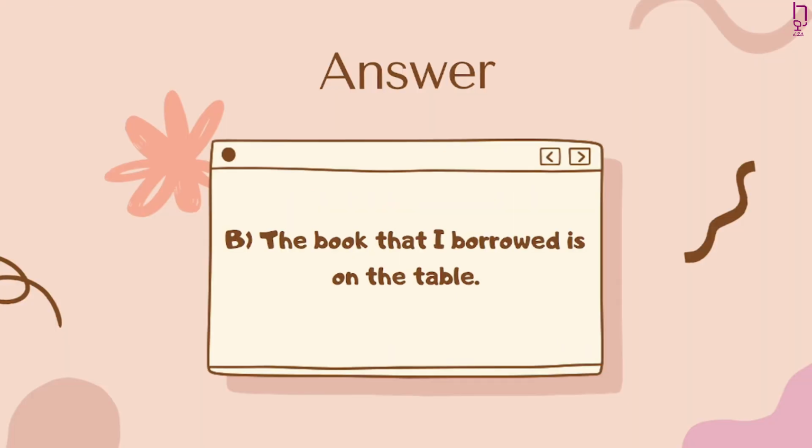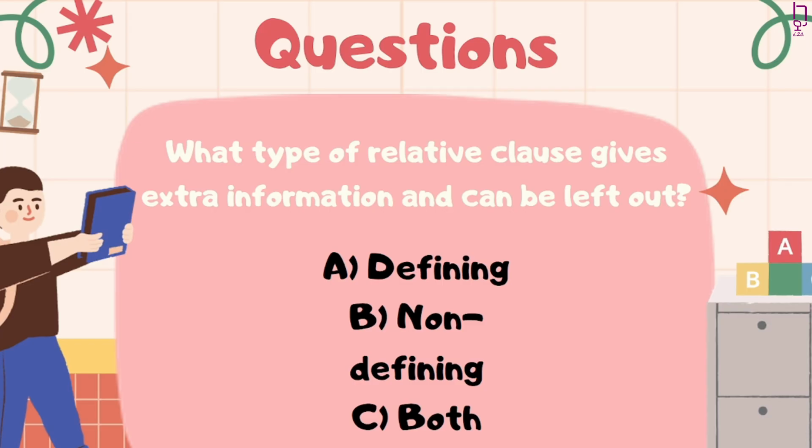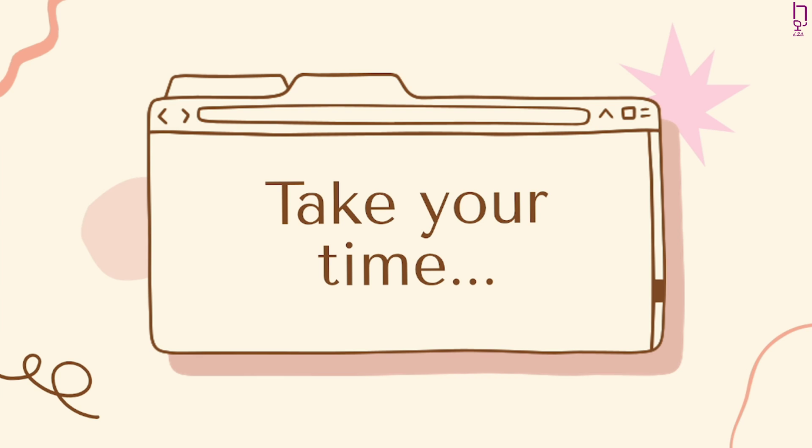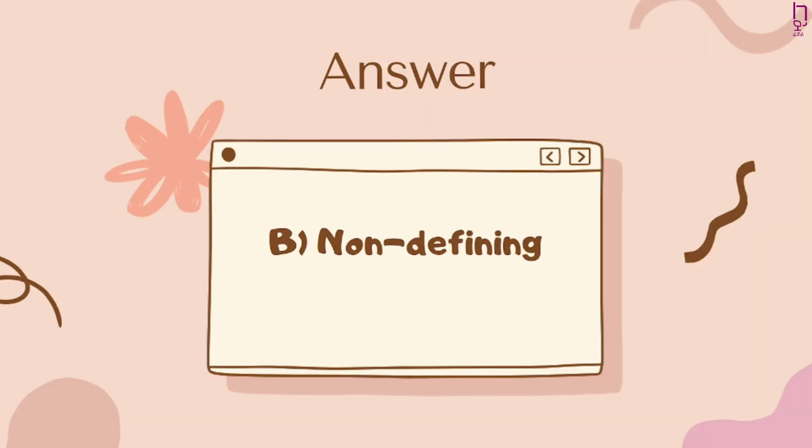The answer is the book that I borrowed is on the table. You can identify these kinds of questions by seeing whether there is a comma or not, or by seeing if the clause can be omitted. In the third question, what type of relative clause gives extra information and can be left out? Defining, non-defining, or both? Non-defining clauses are clauses where the information can be omitted or taken out, and we should use commas in the case of non-defining clauses, as we have said.